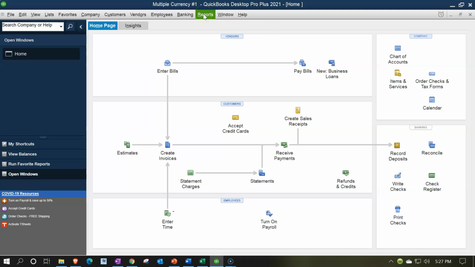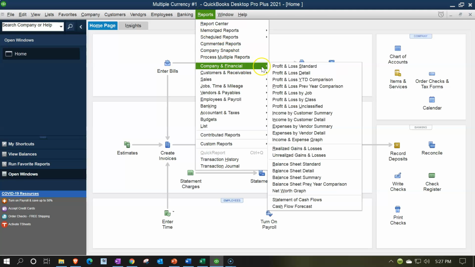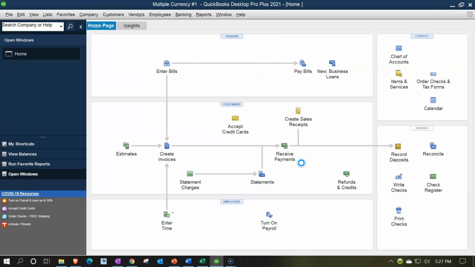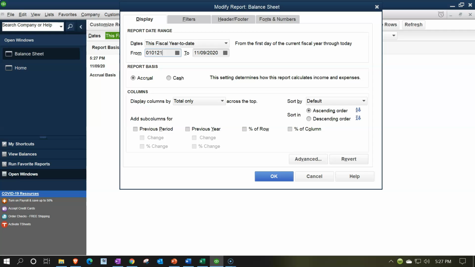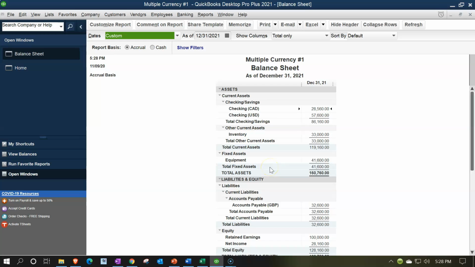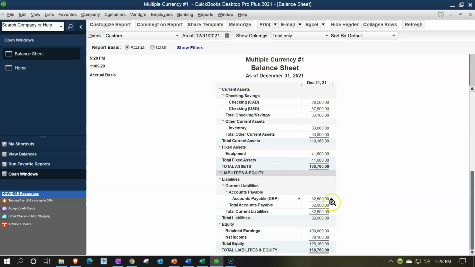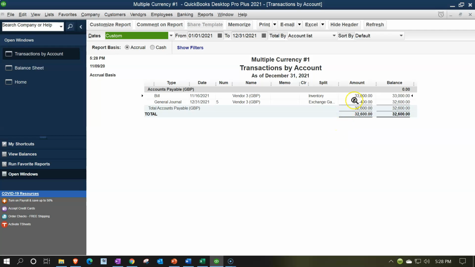Let's check it out on the balance sheet by going to the Reports dropdown, Company and Financial, Balance Sheet Standard. Going to change the dates up top in the Customize Reports from 01/01/21 to 12/31/21 and OK. And then down here, we've got our accounts payable. If I double click on the accounts payable, we made the purchase on this bill on 11/16. So we're going to pay in a foreign currency, the British pounds, and then we recorded it, however, in our exchange rate in the US equivalent, which is 33,000 as of that date.